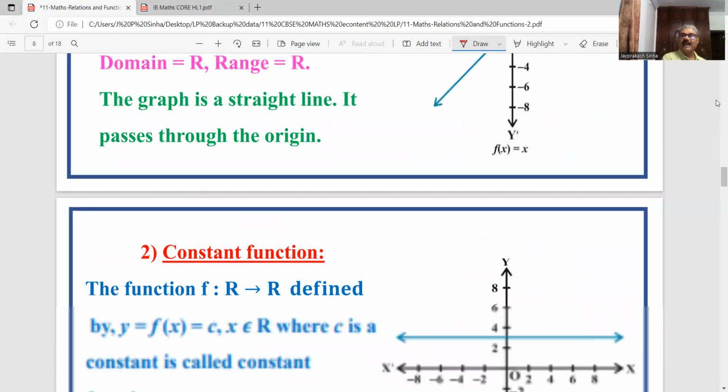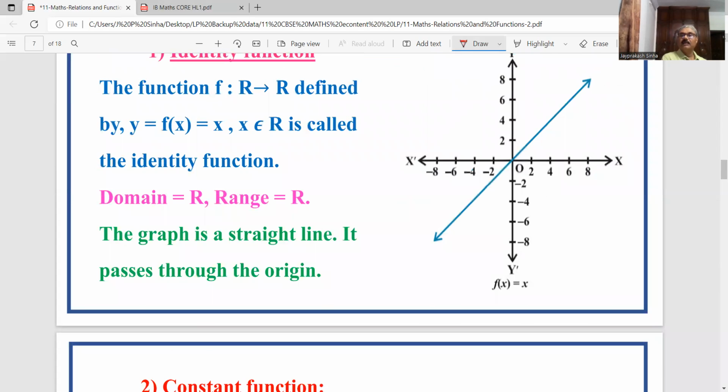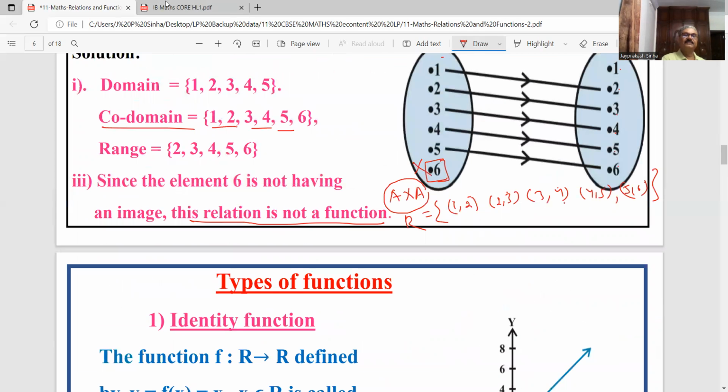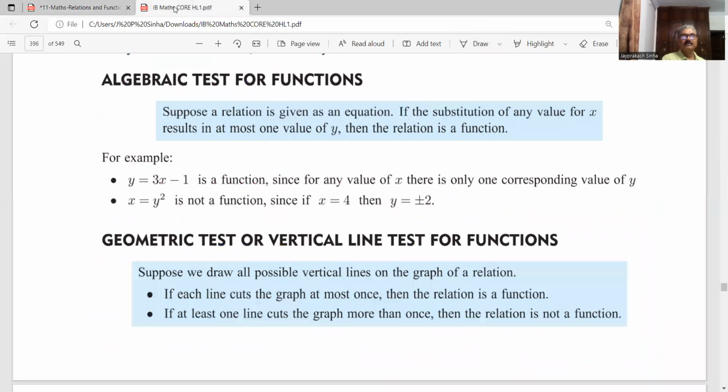Okay. Now the types of functions we'll see later on. But one more thing, whether a relation is a function or not, there is one more important point, and that is called the geometric test or vertical line test. That also we are going to see here. Okay, so the algebraic test for functions.